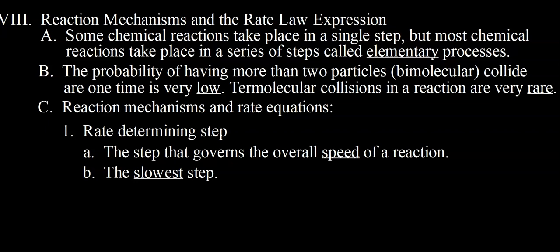This is important. The probability of having more than two particles collide. So a two-particle collision is called bimolecular. The probability of having more than two particles collide at one time is very low. Termolecular collisions, involving the collision between three particles, are extremely rare. So likely what happens during a chemical reaction is that you have the collision between two particles. Now, sometimes one particle can just break apart in a particular step, but if we have a collision between particles, more likely than not, that collision will involve only two particles.